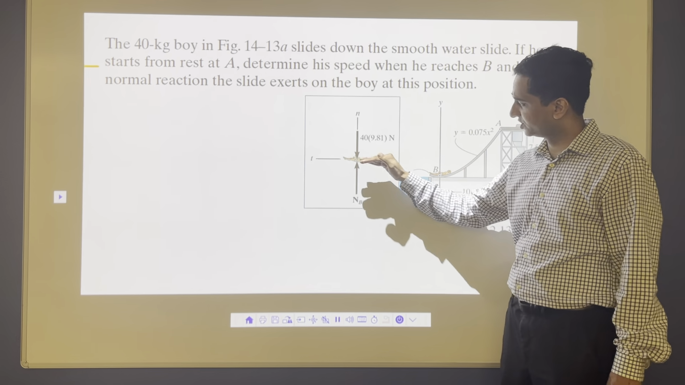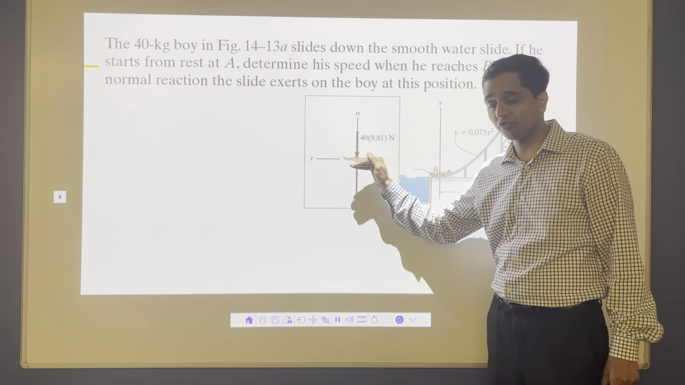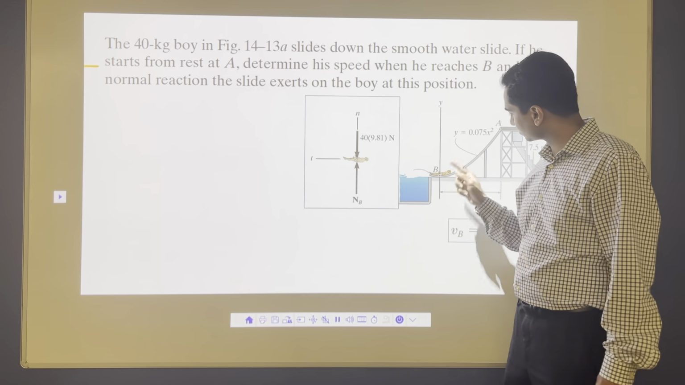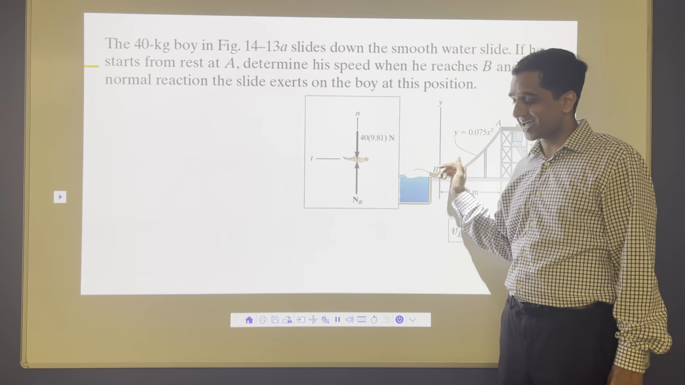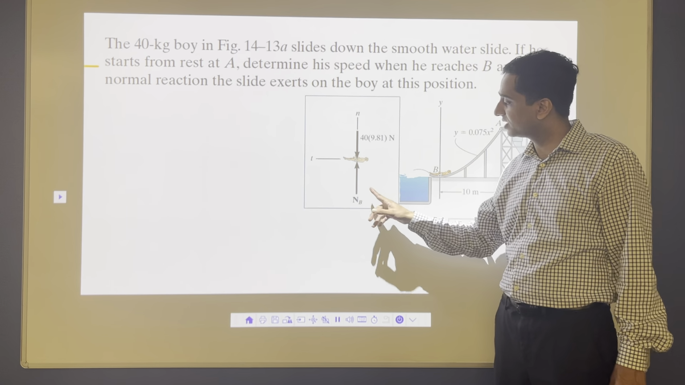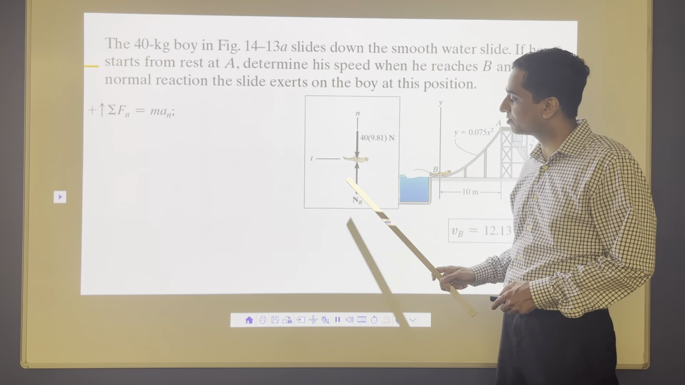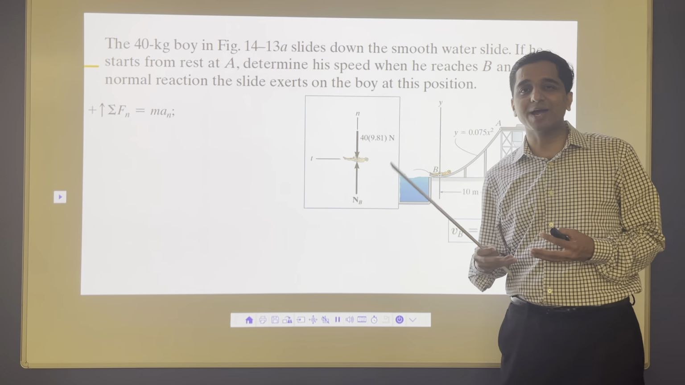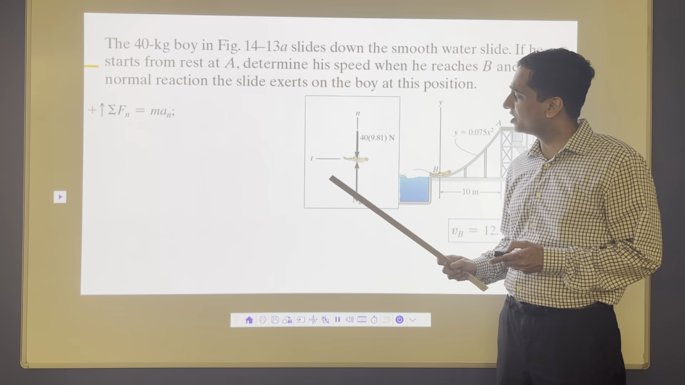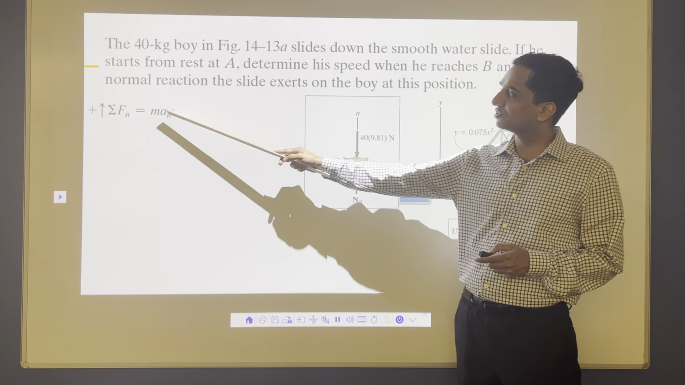If he is just sleeping, if he is not moving, the normal is just the weight. But he is coming down with speed, and as he is coming down with speed, this normal will be significantly higher. We want to know how high, what is the number for the normal. Now this is a chapter 13 problem. Here we are going to apply all the forces in normal direction.